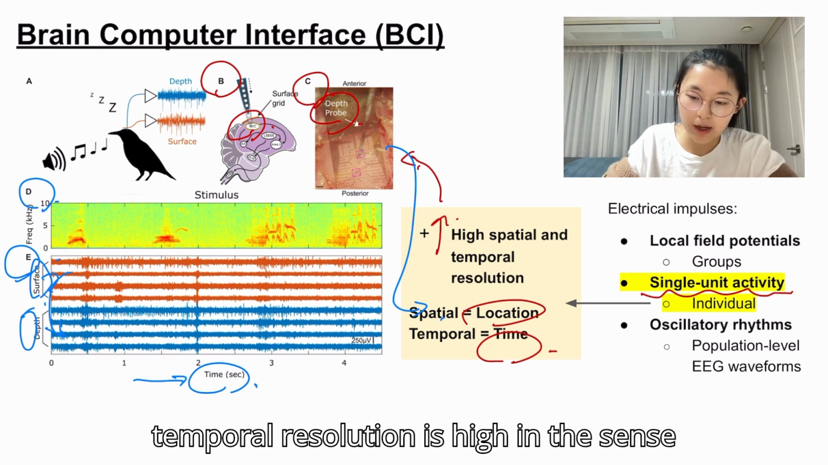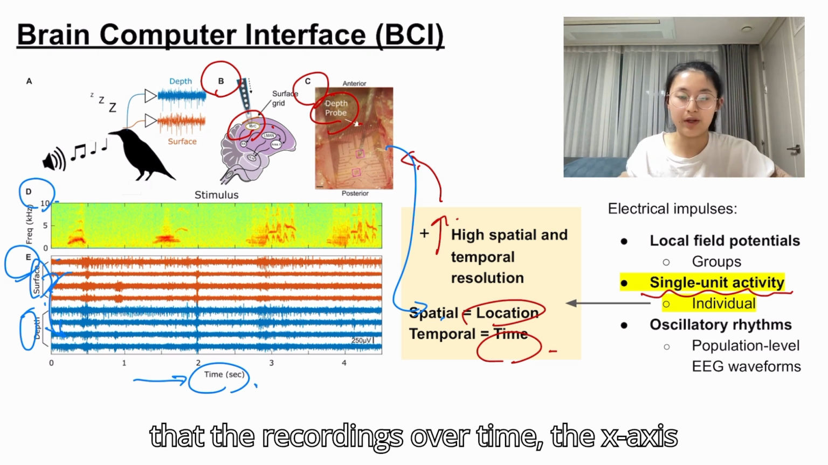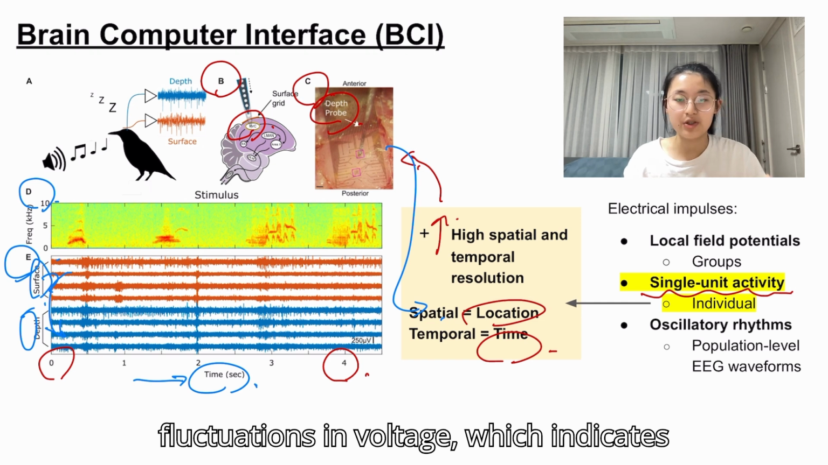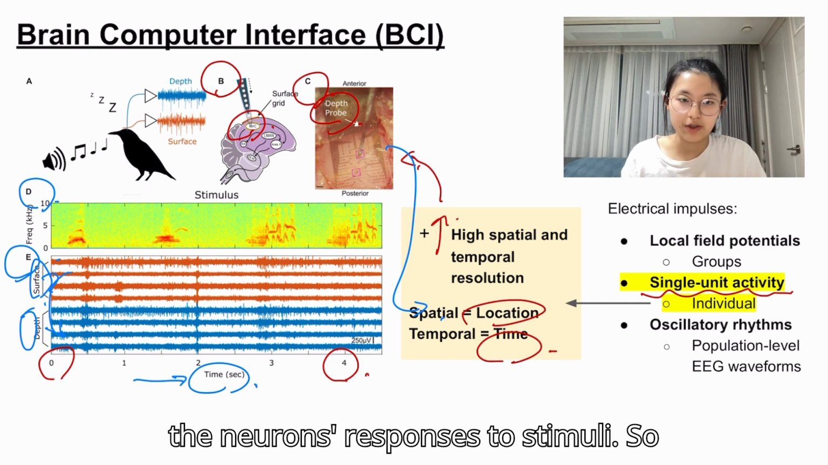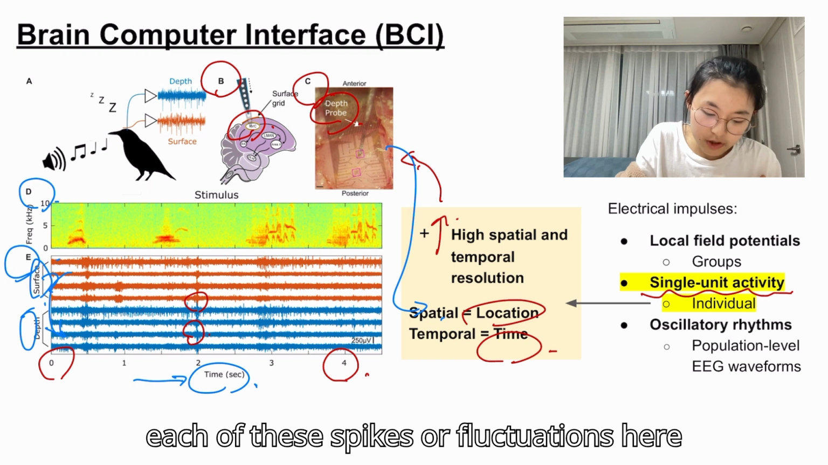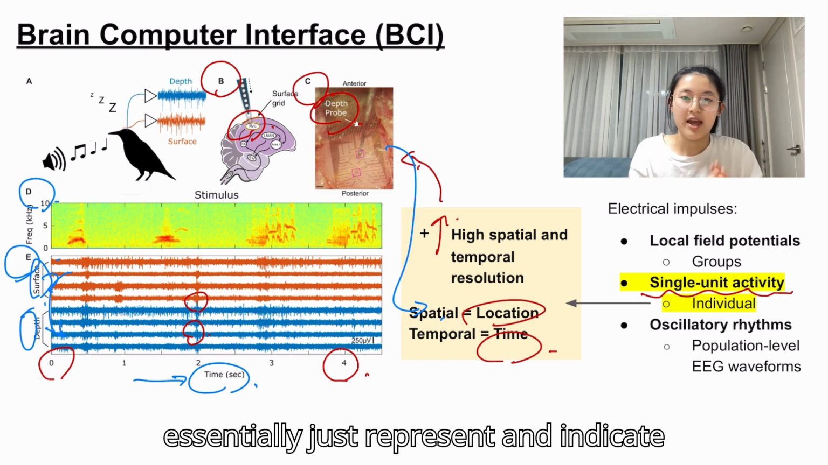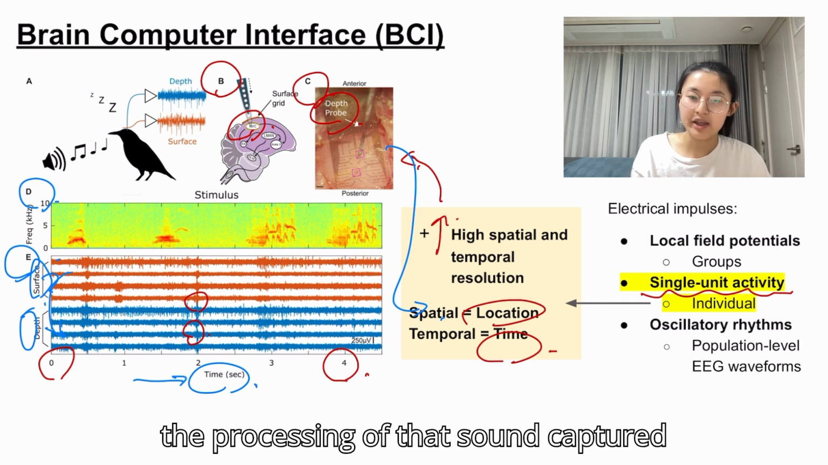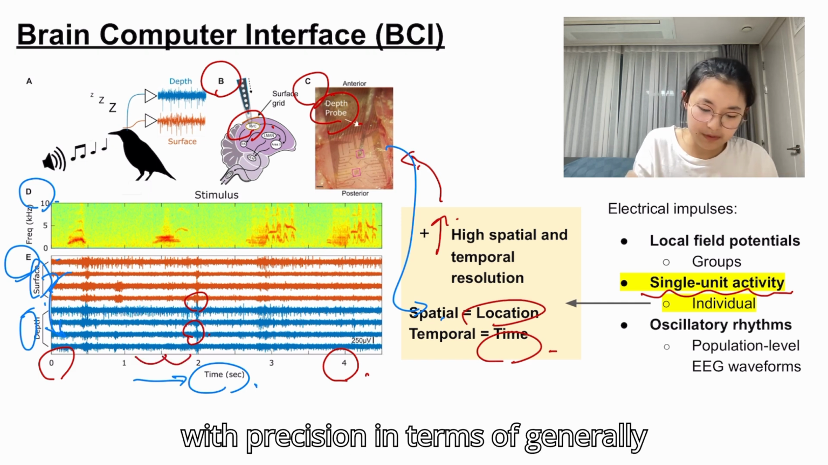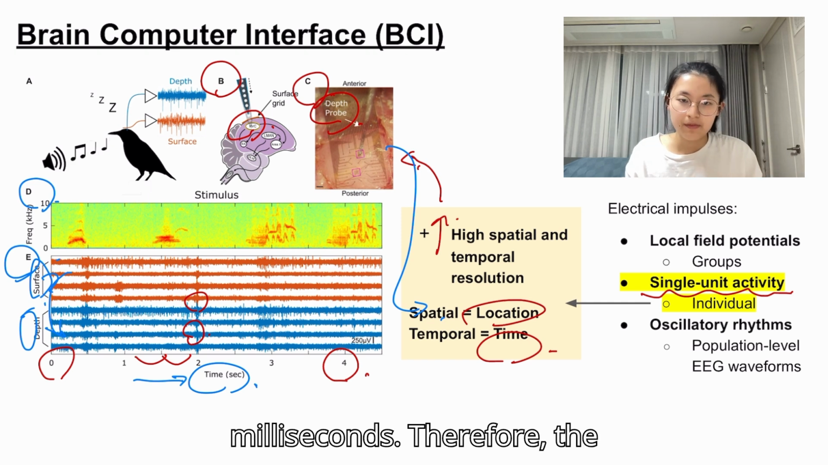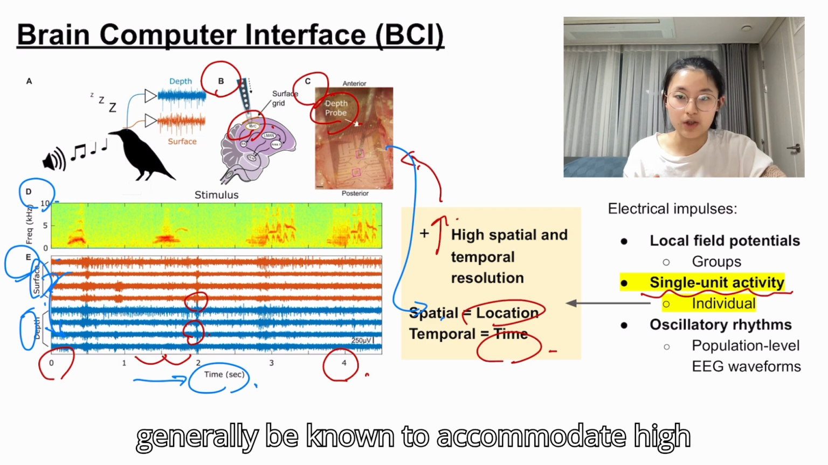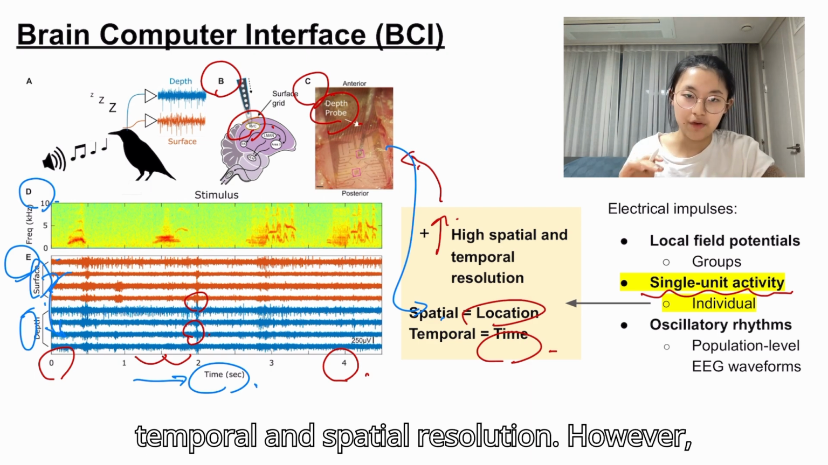Temporal resolution is also high in the sense that the recordings over time, with the x-axis ranging from 0 to 4, capture the rapid fluctuations in voltage, which indicates the neuron's responses to stimuli. Each of these spikes or fluctuations represents the neural activity related to the processing of that sound, captured with precision in terms of milliseconds. Therefore, the measurement of single unit activity can generally be known to accommodate high temporal and spatial resolution.